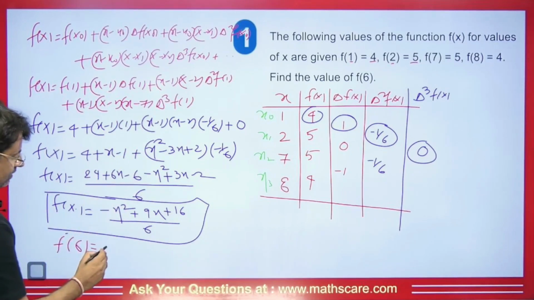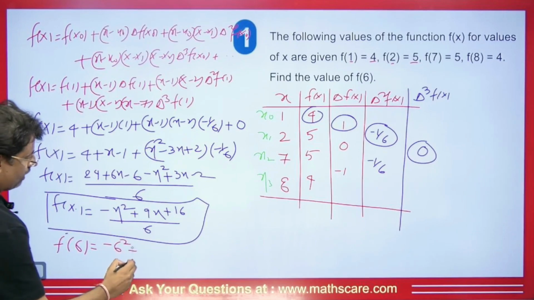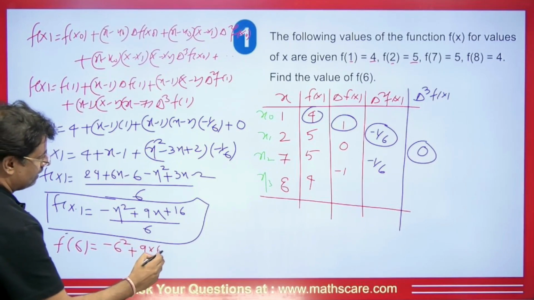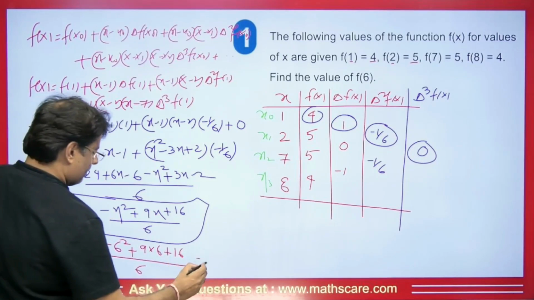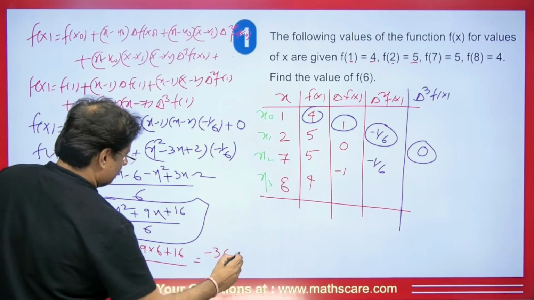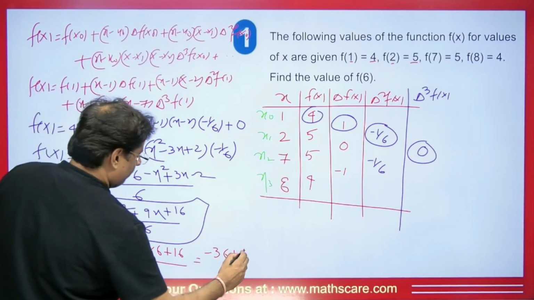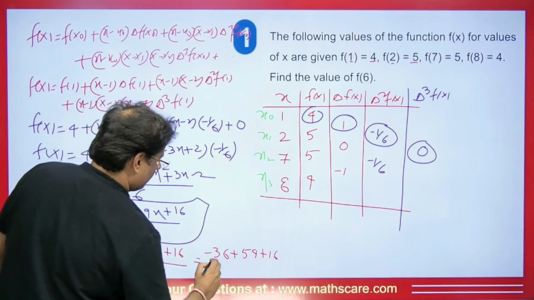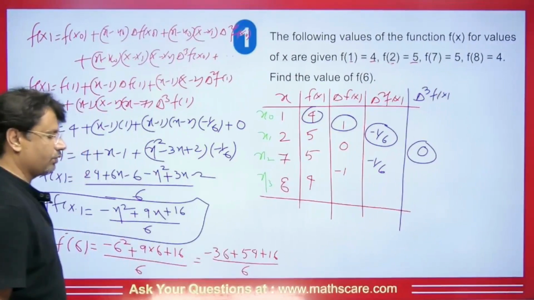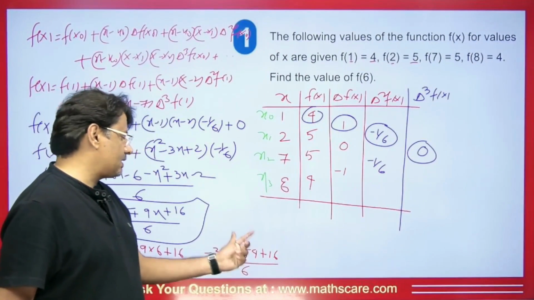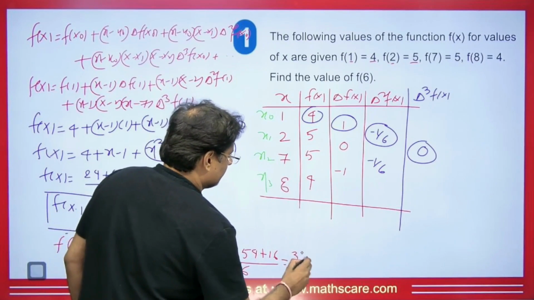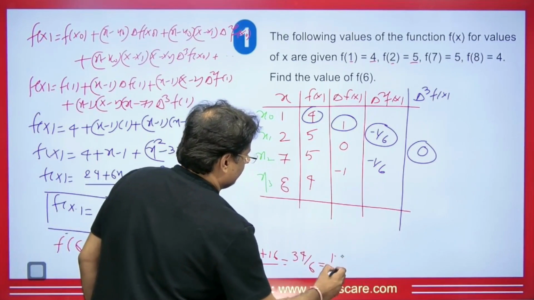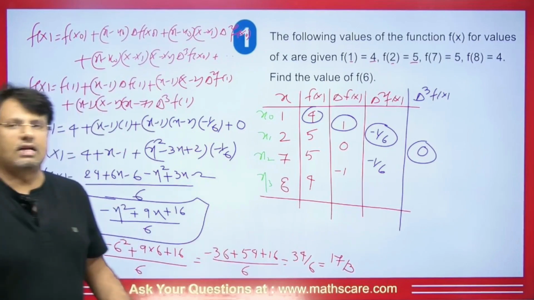Wherever you see x, put 6 there. This will be minus 6 square plus 9 into 6 plus 16, divided by 6. From here the value we get will be minus 36 plus 54 plus 16, divided by 6. So here this will be, students, 16 plus 54 is 70, and from 70 minus 36, I think it will be 34 by 6. 34 by 6 means 17 by 3. The answer will come like this.